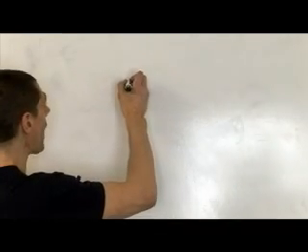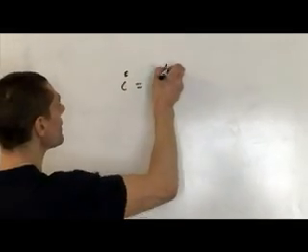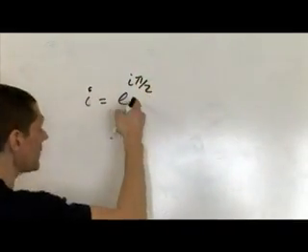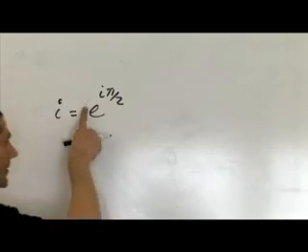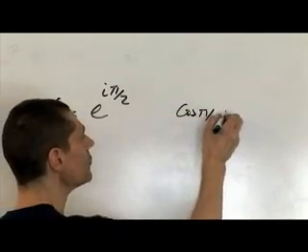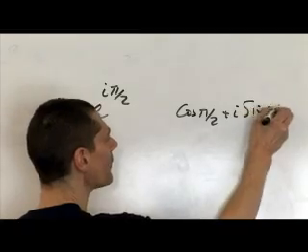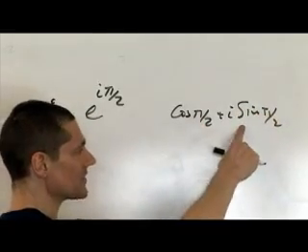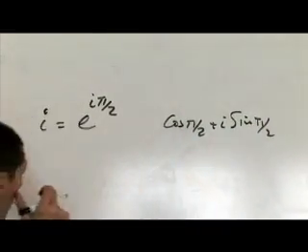So we know that i is equal to e to the i pi over 2, right? Because by definition, r here is 1 times this. This is going to be cosine pi over 2 plus i sine pi over 2. This is 0, this is 1 times sine pi over 2, so this is i.